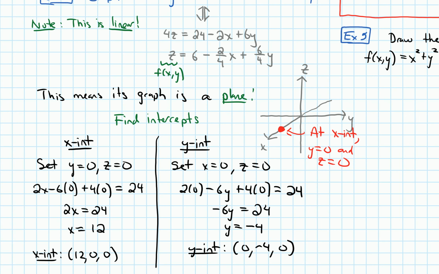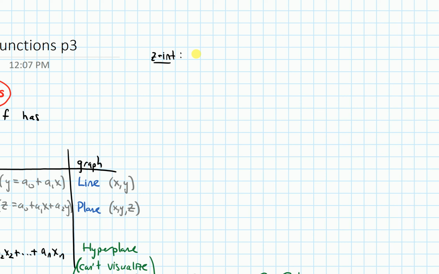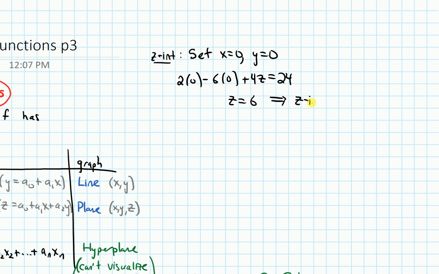So next we're ready for the z-intercept. So let's set the other coordinates equal to 0. So x equal to 0 and y equal to 0. That'll give us 2 times x minus 6 times y, plugging in 0 for both of them, plus 4z equals 24. And now if I simplify this and divide by 4, we get z equals 6. So my z-intercept as a point is 0, 0, z-coordinate is 6. So we have all of the intercepts.